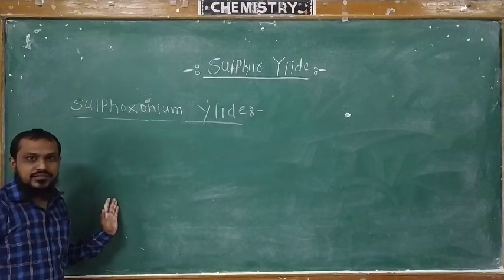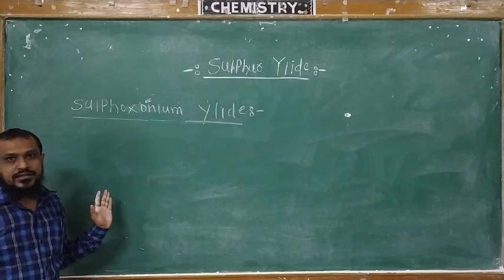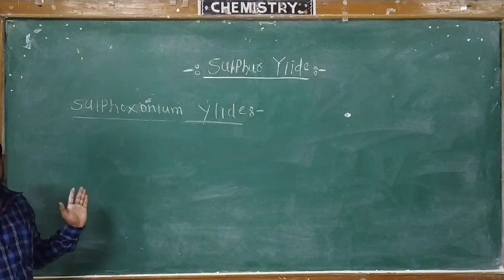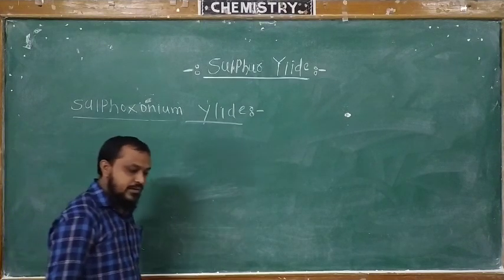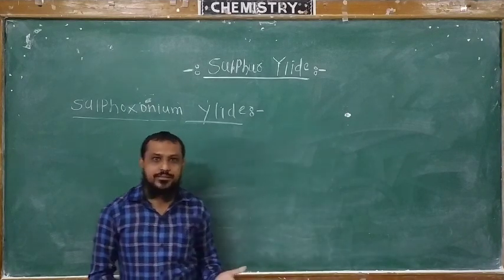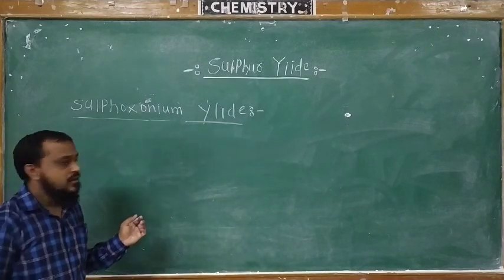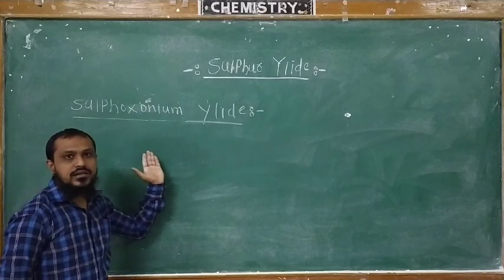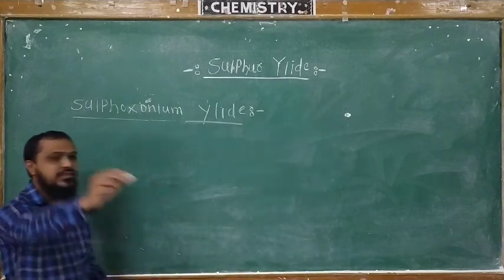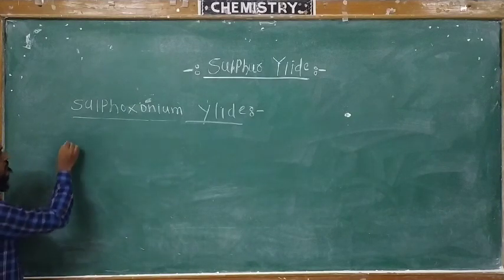The ylide in which sulfoxonium is treated with any alkyl halide gives sulfoxonium ylide. Now the preparation of sulfoxonium ylide consists of two steps. First step is formation of salt, and second step is formation of our desired product, sulfoxonium ylide. Let us see here. In the first step, salt will be formed.